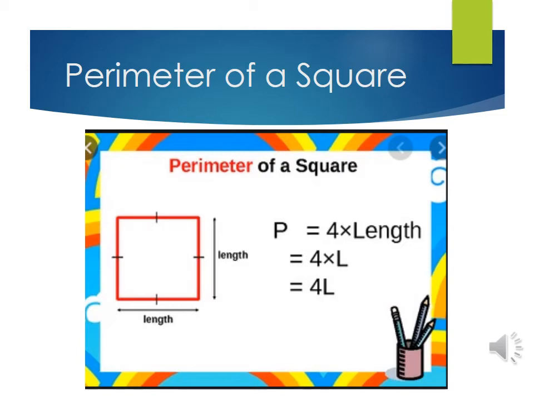Suppose that we have a square with length 4 centimeters. So what will be the perimeter of it? 4 multiplied by 4 is 16, because one side is 4 centimeters, the other side is also 4 centimeters, the third side is also 4 centimeters, and the fourth side is also 4 centimeters. So we have to add it, or you can multiply it by 4. So 4 times 4 is 16 centimeters. So we can find the perimeter of a square by multiplying the length by 4.